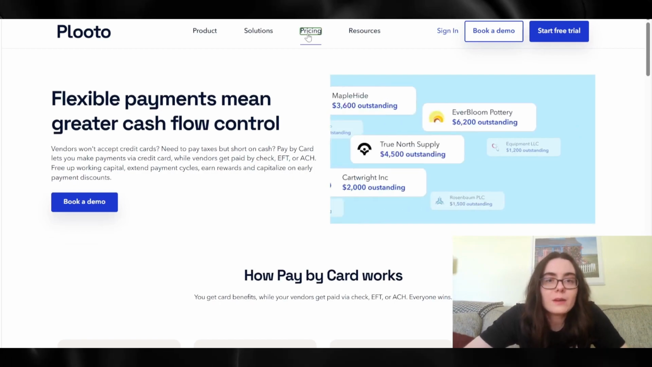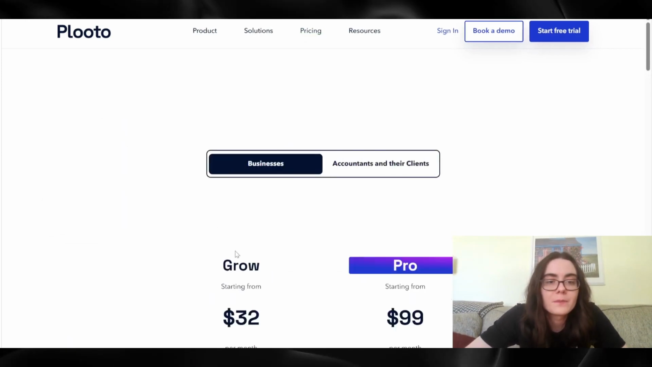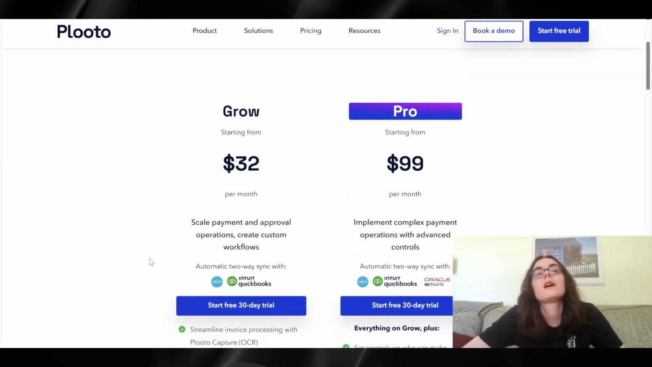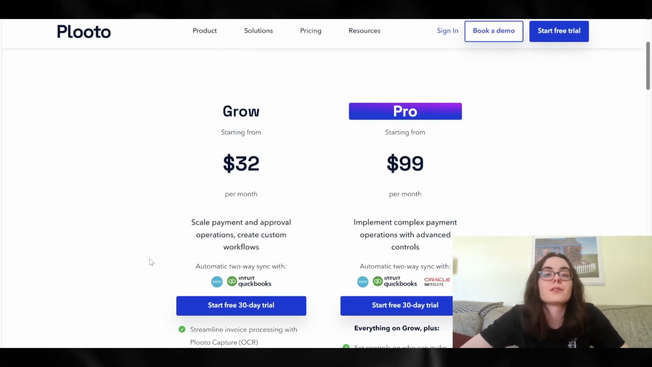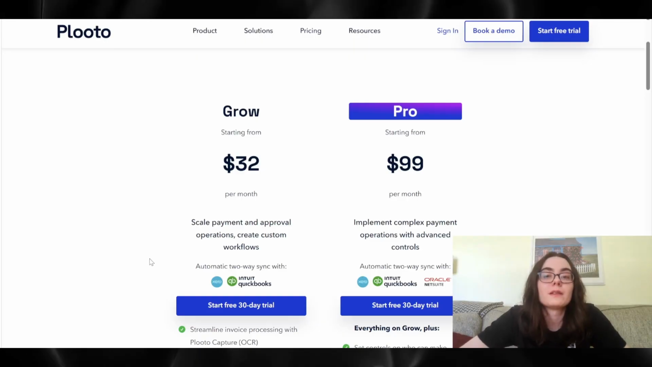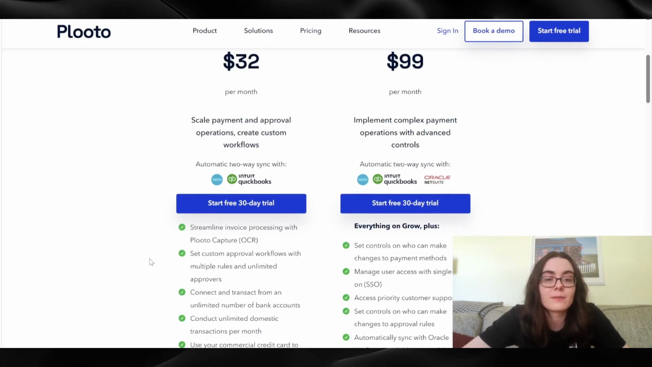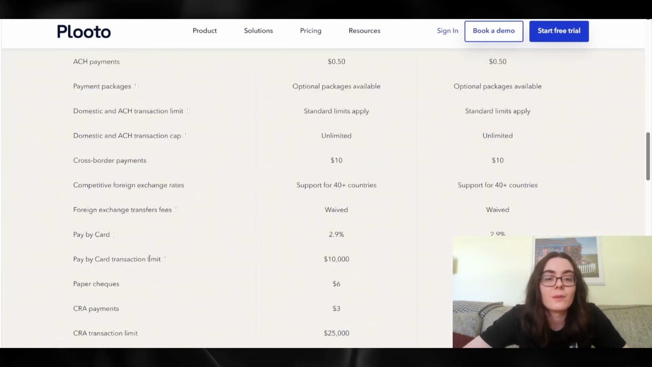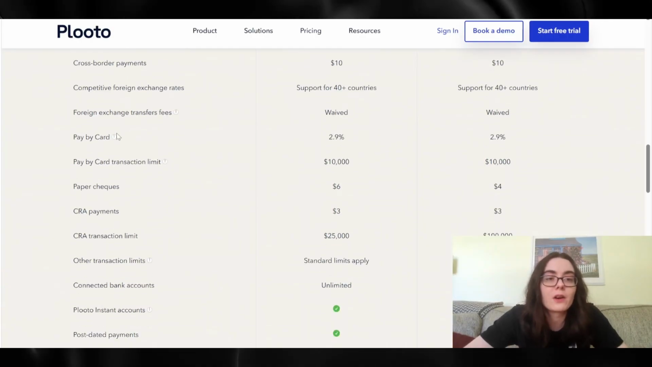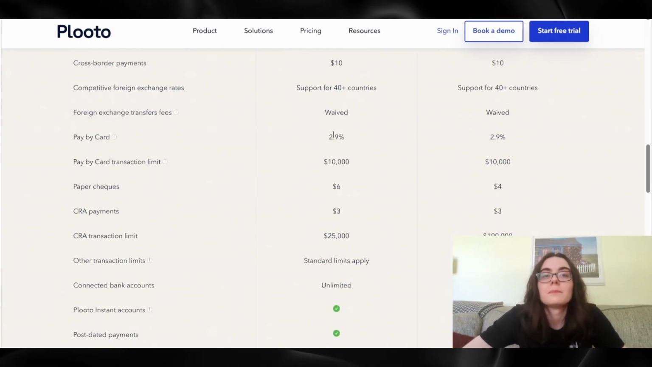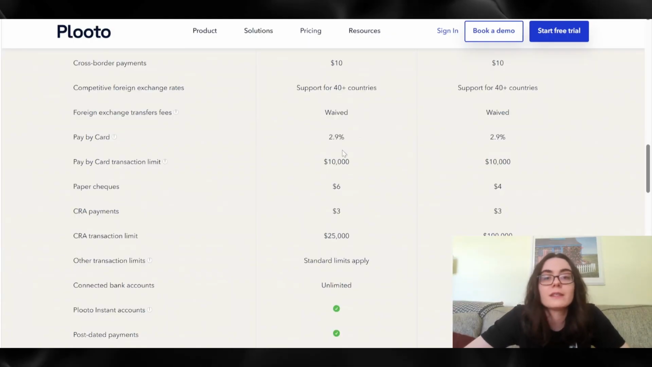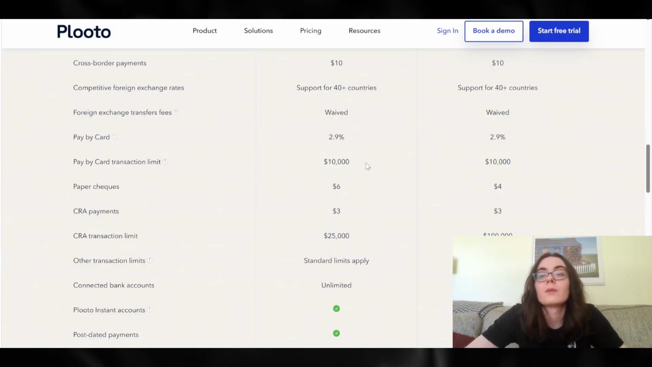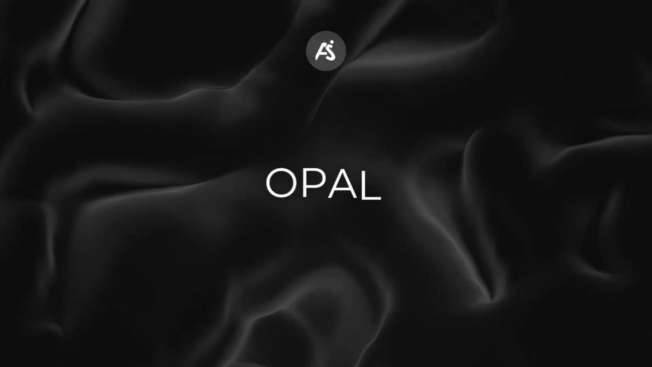And then pricing wise, for businesses, the starting plan is $32 a month, and then they have a pro plan that starts from $99 a month. So that is just something to note. The fee for pay by card is 2.9%. That's the exact same fee as Melio and Nickel, but keep in mind you do have that $10,000 transaction limit regardless of which plan you have.